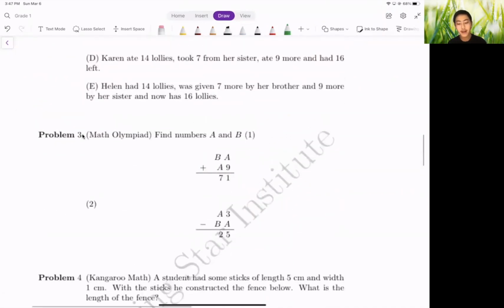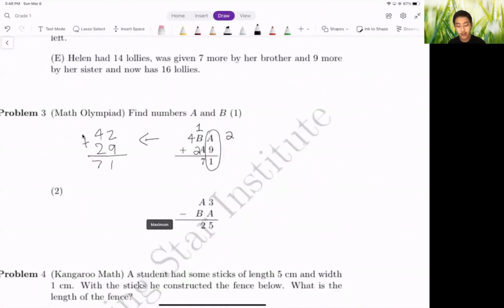Problem 3. Find numbers A and B. For number 1, BA plus A9 equals 71. So because we know that 9 is larger than 1 first, let's look at the first question on the left-hand side. We know that A must be 2. And 1 should be carried over. And since we derived that A equals 2, then 2 must also be at the bottom here since it's the exact same. And this time, for the carried over 1, 2 plus 1 equals 3, and something plus 3 equals 7, well, that just gives us 4. So this one should be 42 plus 29, and that gives us 71.